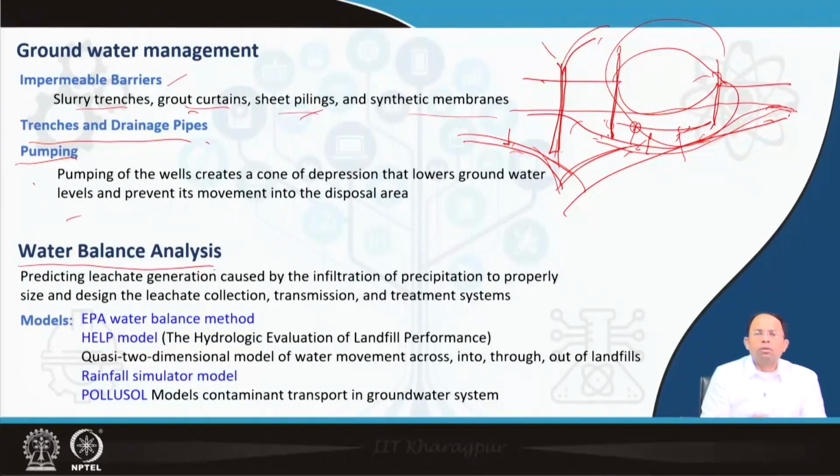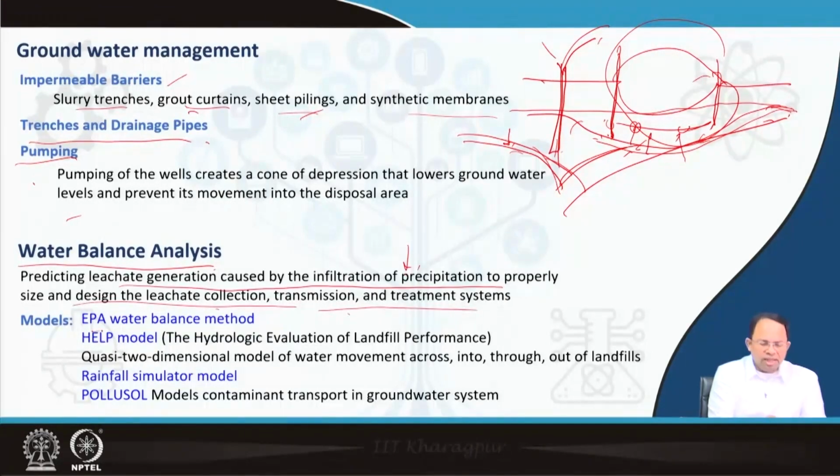So we need to do a very detailed water balance analysis for a landfill site. Again, we will not go into the details for this, but understand that the goal of water balance analysis is predicting leachate generation caused by infiltration or precipitation, to properly size and design the leachate collection, transmission and treatment system. So to design these, we need to estimate how much leachate is generated, right? So it is not only the moisture that goes in from outside, but also what amount of moisture is already in the waste. Many other parameters have to be estimated.